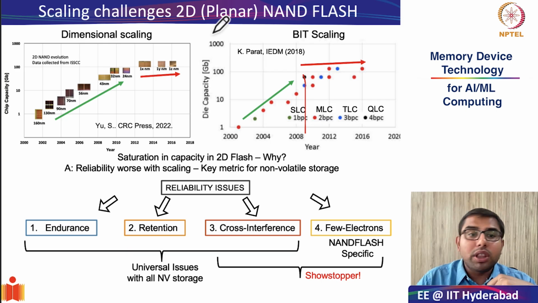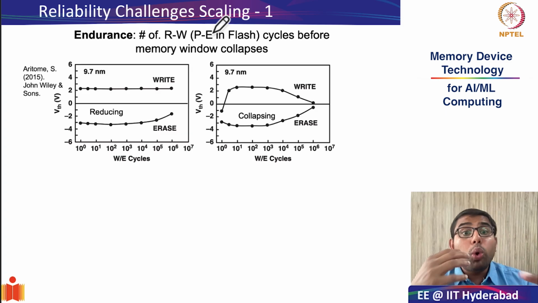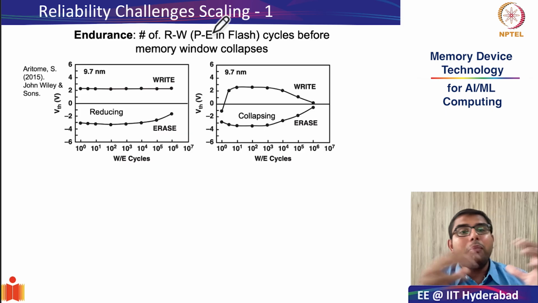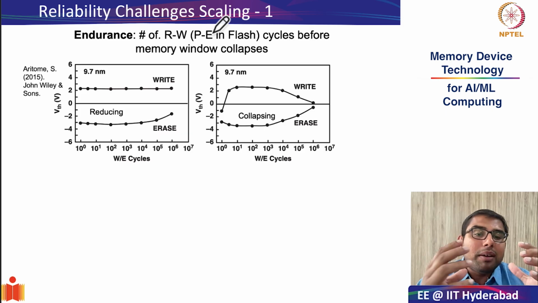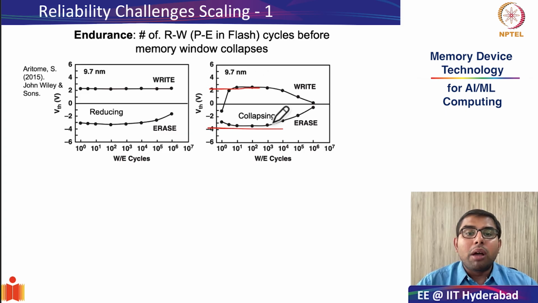Let us begin with the first reliability challenge, which is endurance. How do you define endurance? Endurance is the number of read-write cycles, or in flash terminology, the number of program erase cycles, that you can perform before your memory window collapses. What is the meaning of a collapsing memory window? It means that the threshold voltage for the program state and for the erase state become almost similar, or get close to each other.